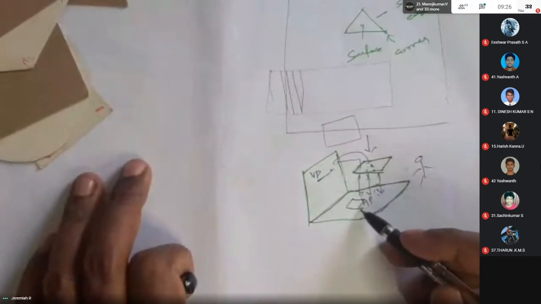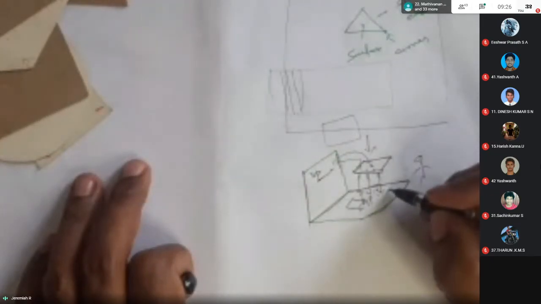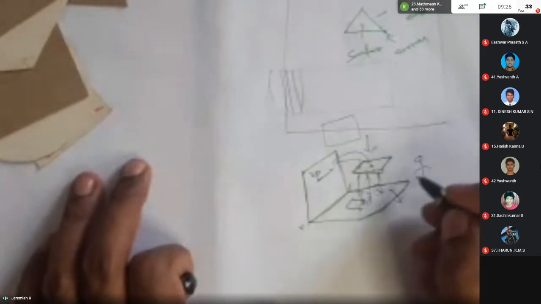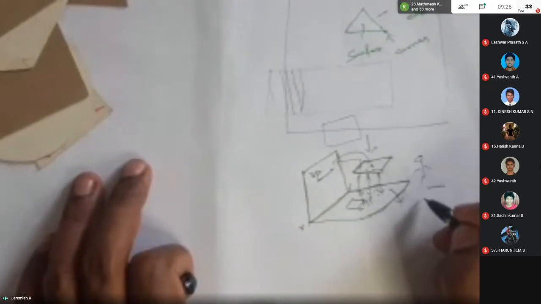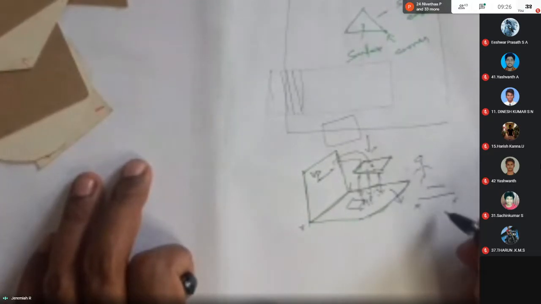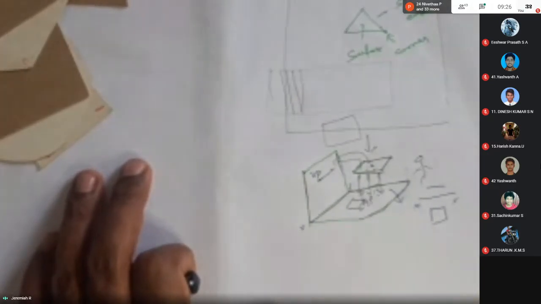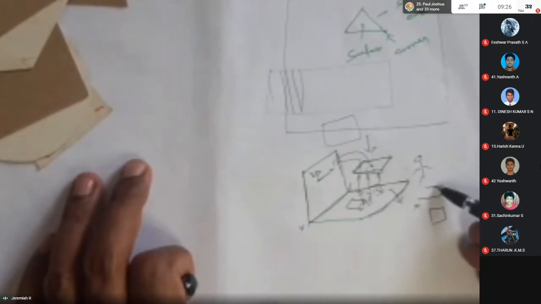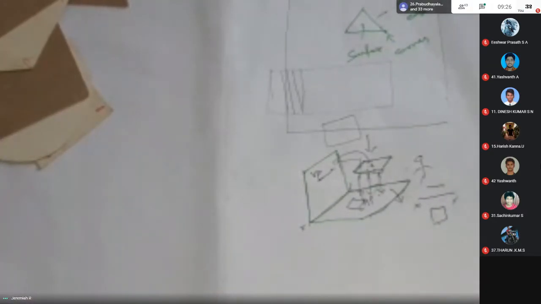So for this horizontal plane, what is the rule? You have to rotate it clockwise 90 degrees. In the front view you get a straight line along the XY line, and in the top view you get a square. So this is your front view, a line, and this is your top view, a square. So case number 1 is the plane perpendicular to VP but parallel to the horizontal plane.